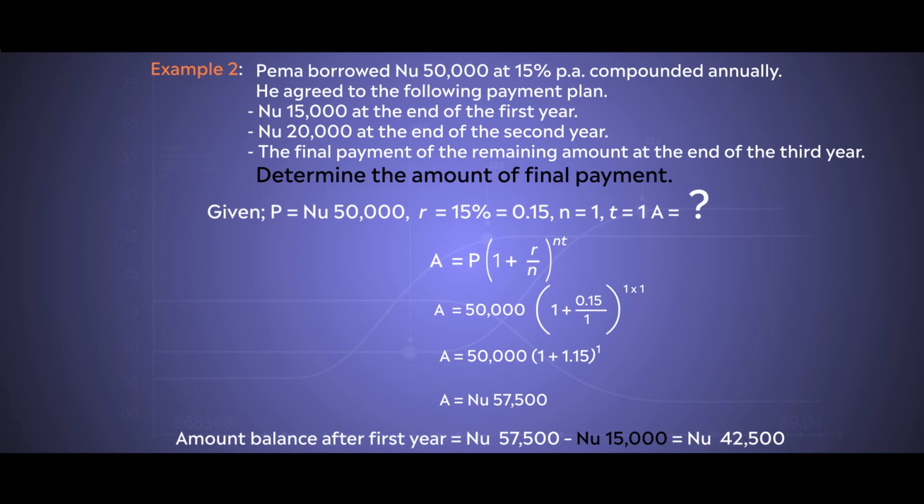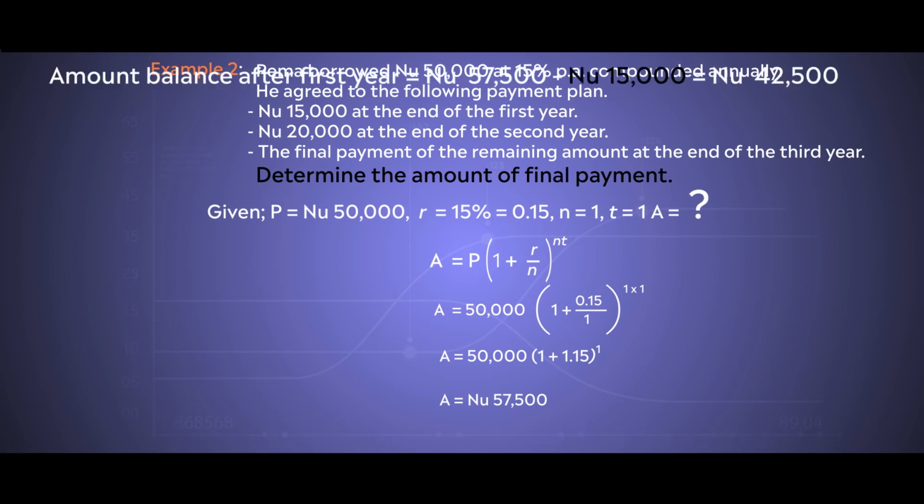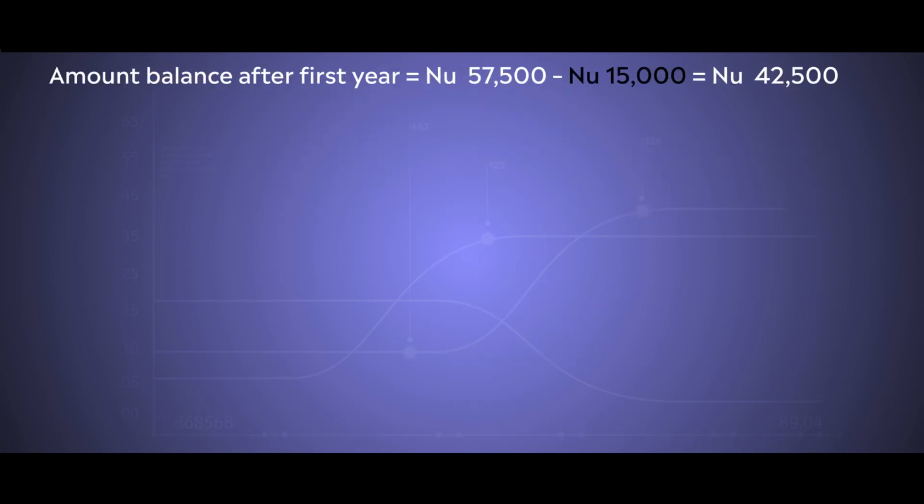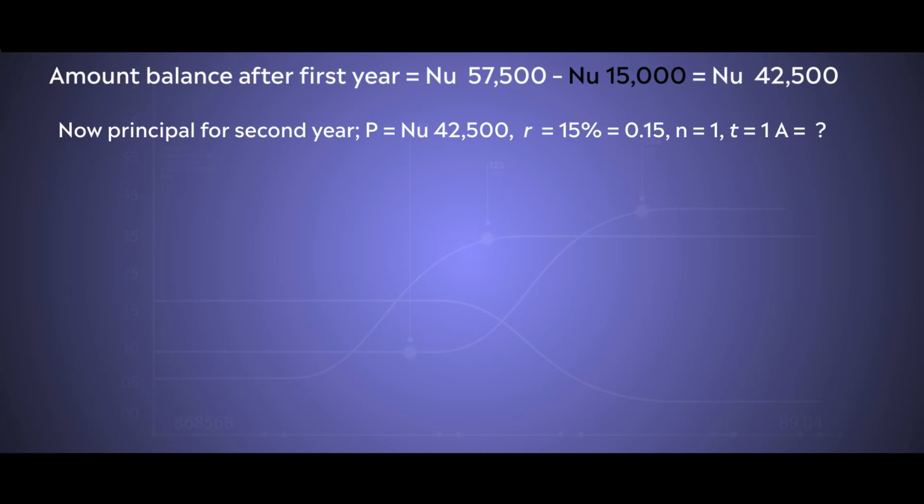Therefore, the balance after paying Nu 15,000 from 57,500 will be Nu 42,500. This balance, Nu 42,500, will be taken as the principal for the next year. Let's calculate the amount for the next year, that is the second year. The formula is the same. Only here the principal changes because you are paying some amount after every year.